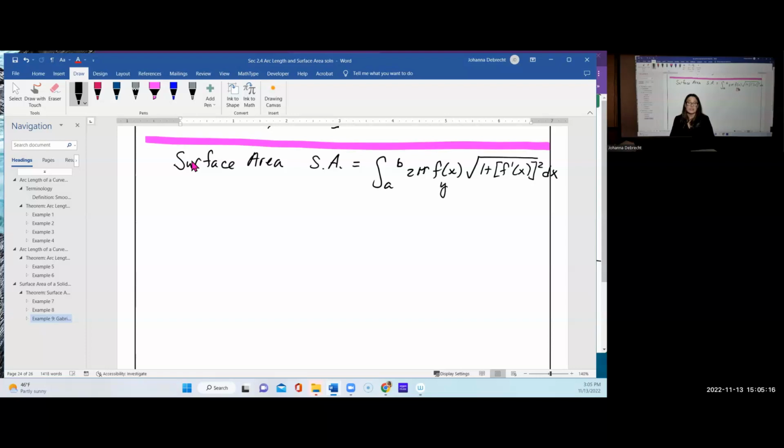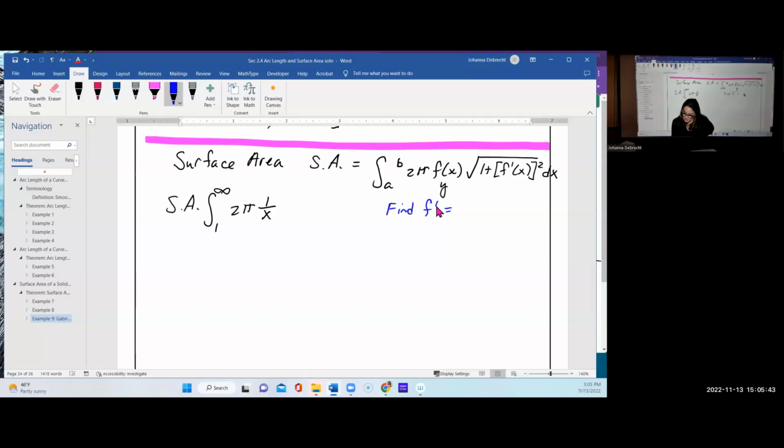You can also think of this as y. So 2 pi y arc length, or 2 pi r arc length. So our surface area is going to integrate from 1 to infinity, 2 pi. Our function is 1 over x. And now we need to take, I forgot to do that work first, so let's go to the side and do it. So I want to take f prime.